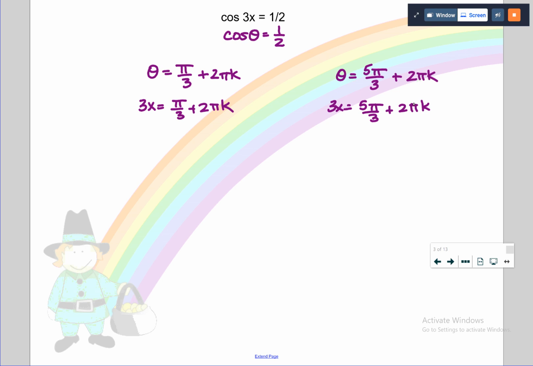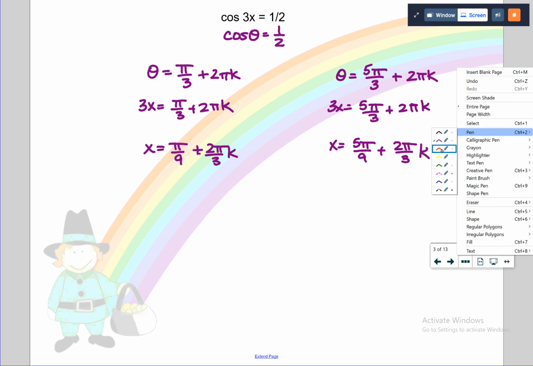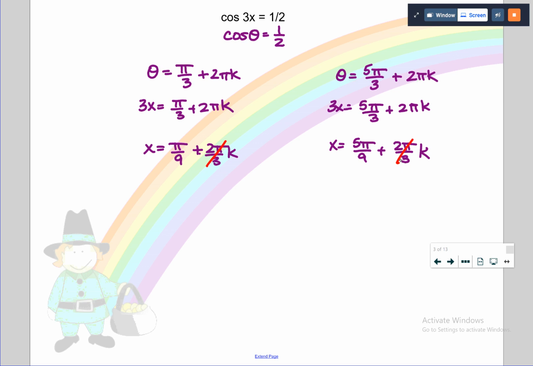And in both of those, how do I solve for x? What could I multiply through to get x alone? 1/3. So pi over 9 plus 2 pi over 3 k. And 5 pi over 9 plus 2 pi over 3 k. Now, one thing that you can do right now, because I know I'm going to be adding things on and I'm going to need common denominators, you can always take that 2/3 and rewrite it with a common denominator. Okay, common denominator is 9 here, so I could think of it as 6 pi over 9 for both of those, and that'll make the next step easier if you want to rewrite it.